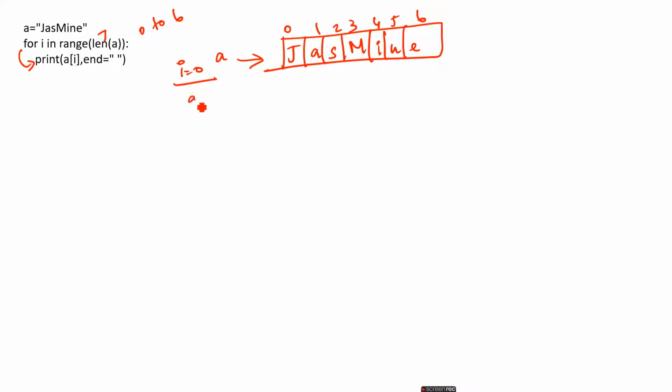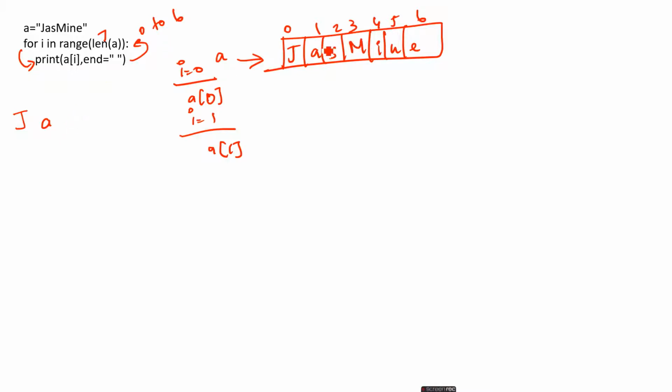Print A of I, that is A of 0. A of 0 is J. Now see, end equal to space. End equal to space means in the end we are leaving some space and we are not moving to the next line. So the next value will be here and it is not in the next line. So end equal to space, we will go back to the loop. Next value of I will be 1. Then A of 1. What is there in A of 1? A. A will be here. Then end equal to space.